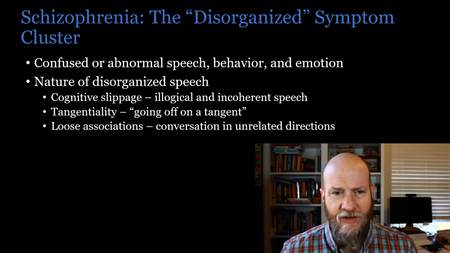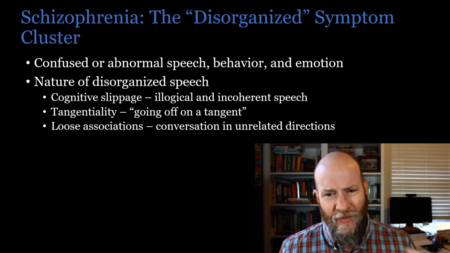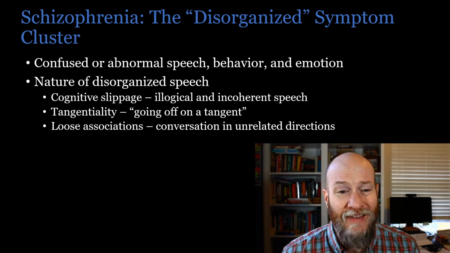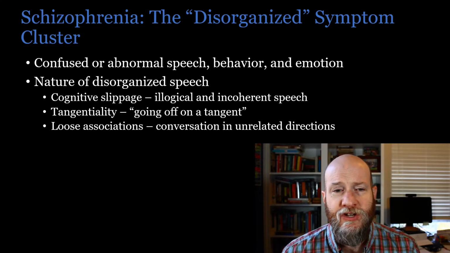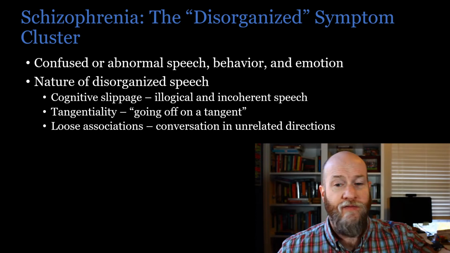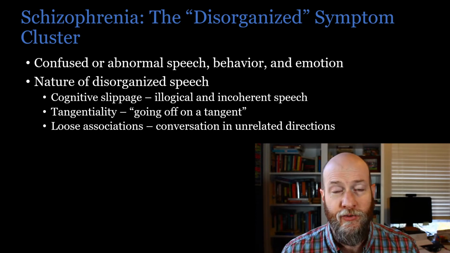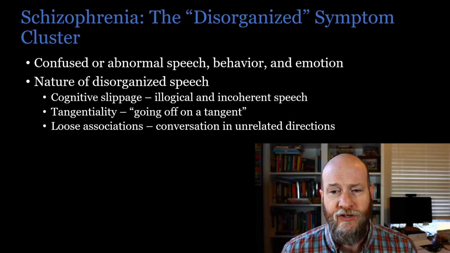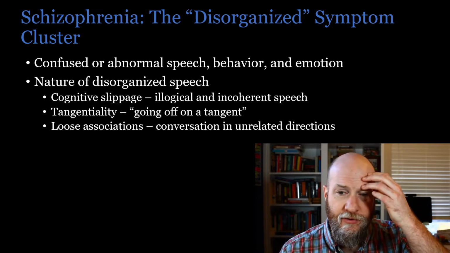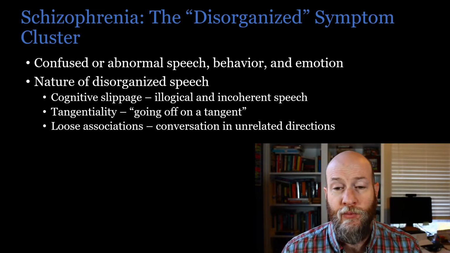There's something called tangentiality. A less extreme version of this is called circumstantiality in speech, but tangential speech is where the person is just going off on these tangents where there doesn't seem to be a real connection. And this is also associated with what's called loose associations, where you're having a conversation with someone and it just goes off in unrelated directions. And examples of this, you certainly will experience if you work with people with schizophrenia.